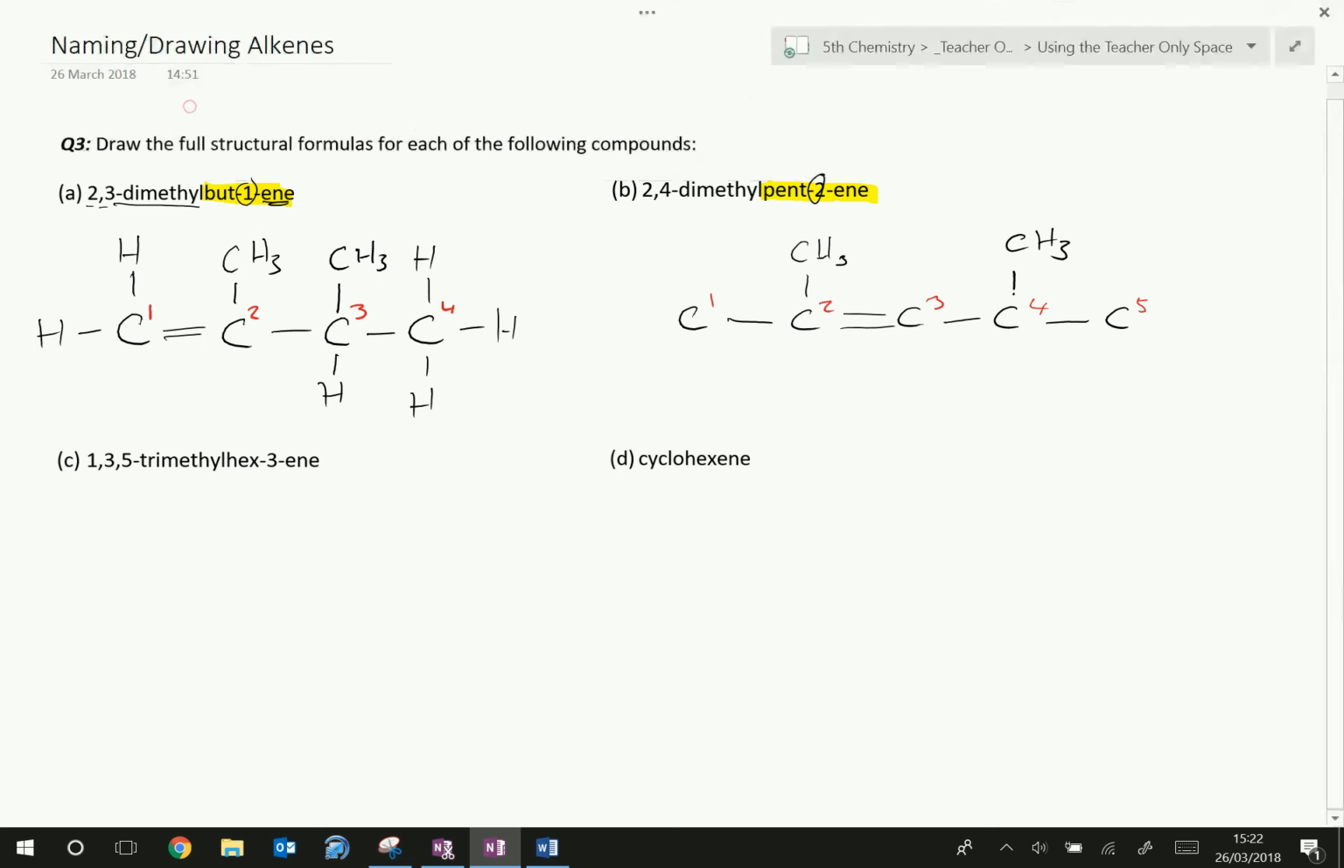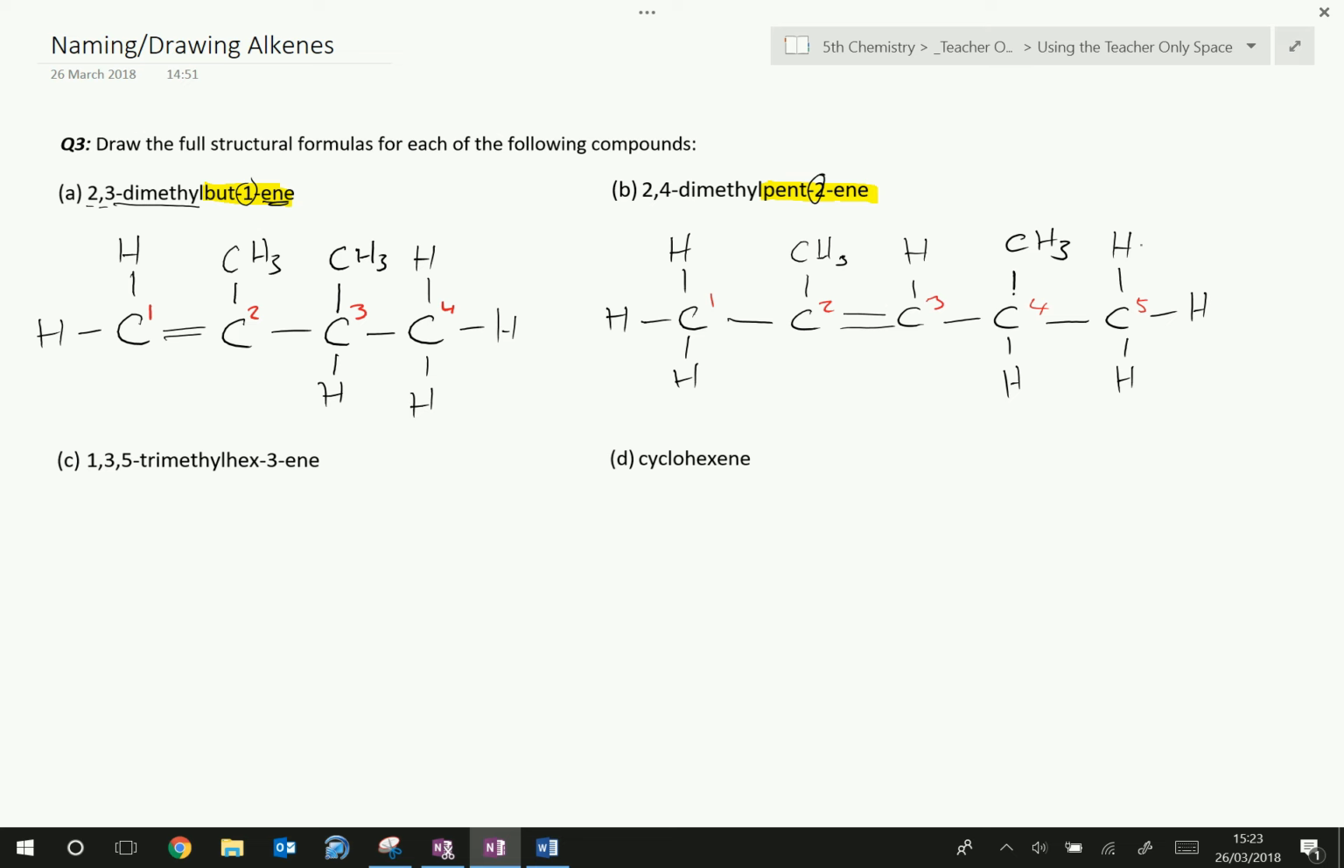Now what I need to do is fill in my hydrogens so that I have 4 bonds on every carbon. So I need to add 3 of them here. On the second carbon, I already have 4 bonds coming from this carbon, so I don't need to add any more hydrogens. On the third carbon, I have 3 bonds coming out, so I'm going to add another hydrogen to make 4. On carbon 4, I have 3 bonds coming out, so I need another one. There's a hydrogen. And on carbon 5, I only had 1 bond coming from it, so I had to add another 3. So that is the full structural formula there of 2,4-dimethyl-pent-2-ene.